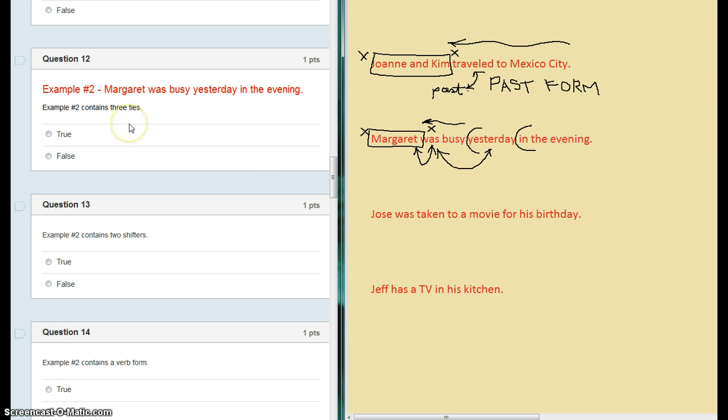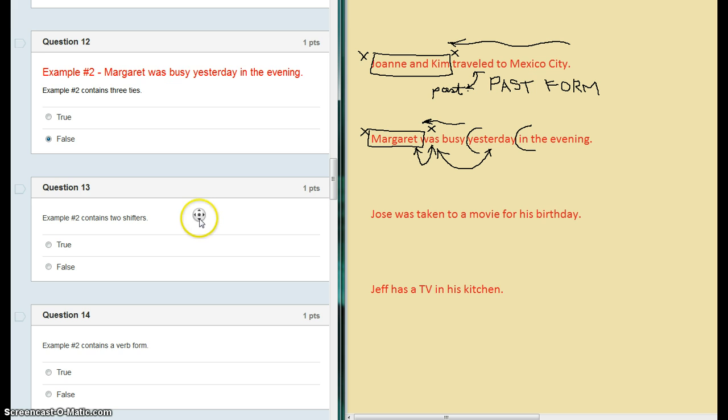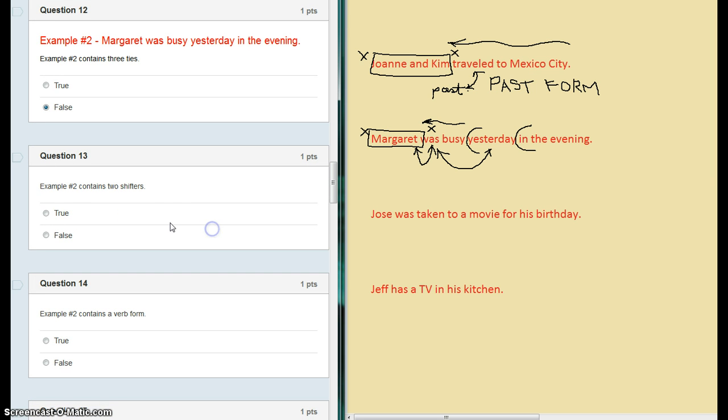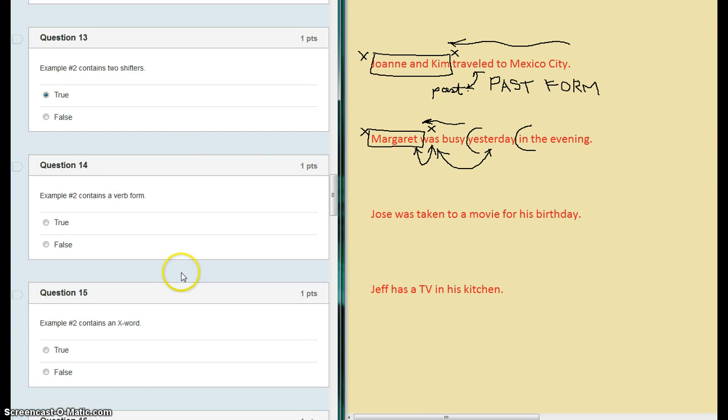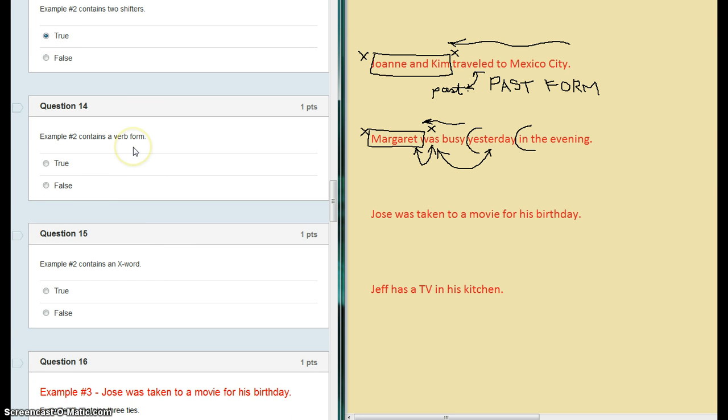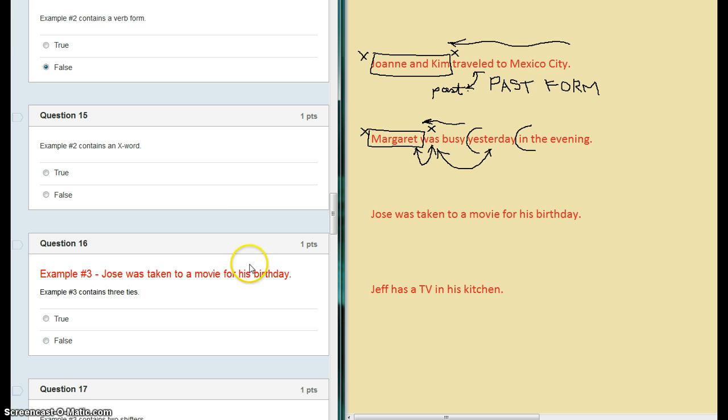So example number 2 contains 3 ties. False. Example number 2 contains 2 shifters. True. Example number 2 contains a verb form. That's false. There are no verbs in this second example. Question 15. Example number 2 contains an X word. Yes, definitely. Was is the X word.